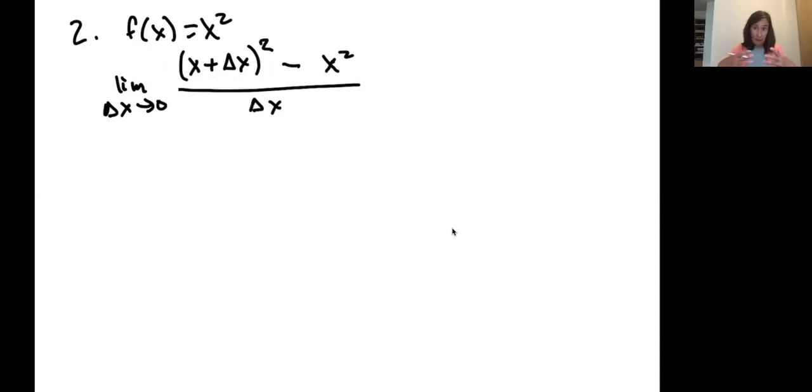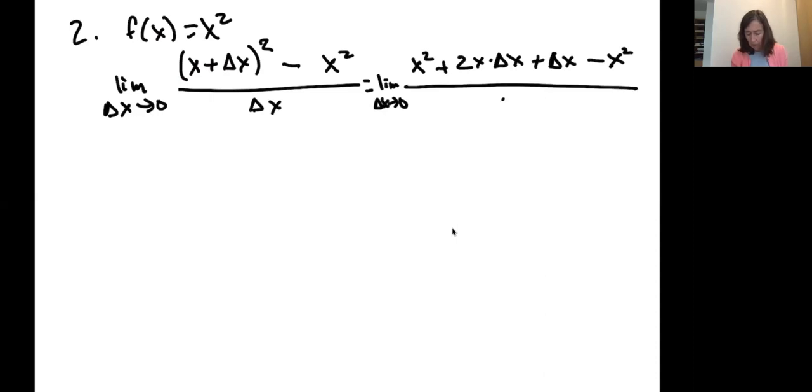Just as before, I'm going to do some algebra now on that numerator to simplify it. So that is x squared plus 2x times delta x plus delta x squared minus x squared. And once again, I've left my limit sign out there, but it belongs there. The limit as delta x goes to 0. That whole thing divided by delta x.